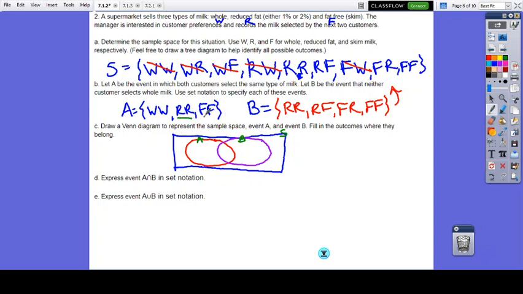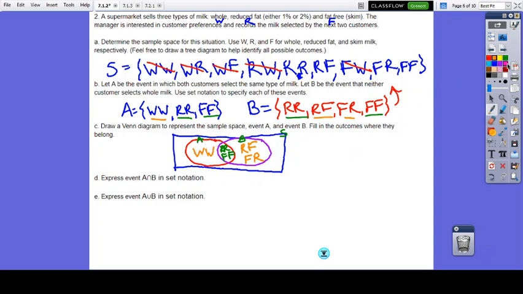Well, they both have an RR and an FF. So my RR and FF both need to go in the middle. Then I move on to thinking about what does each one have that the other one doesn't. So B has this RF and FR left over, so I need to put RF and FR in B, but not in A. And then A has this WW left over, so I'm going to put WW in here.